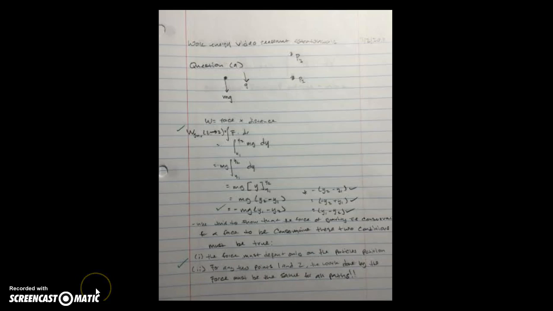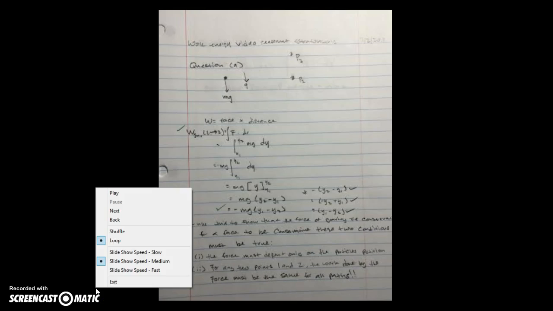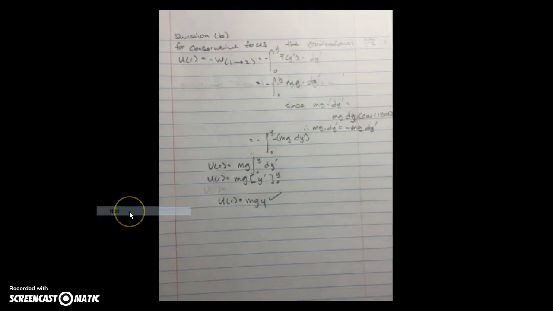Alright, and that's it. I'm approaching 5 minutes. Part B was pretty quick, so I'm just going to show that. I proved that the gravitational potential energy is equal to mgy. That's all the question asked, and that's pretty much it.